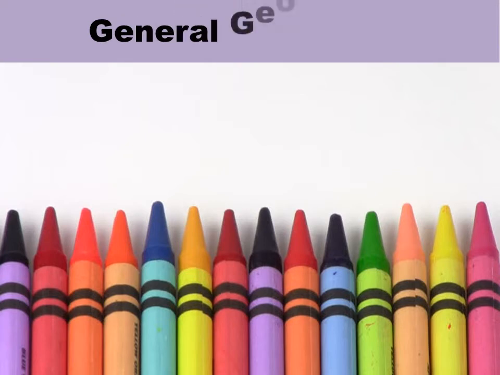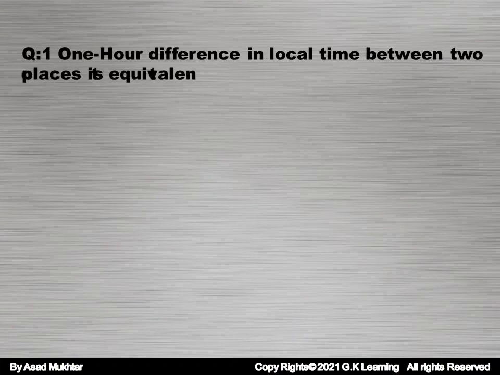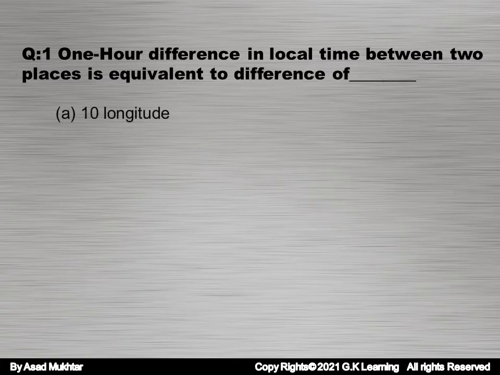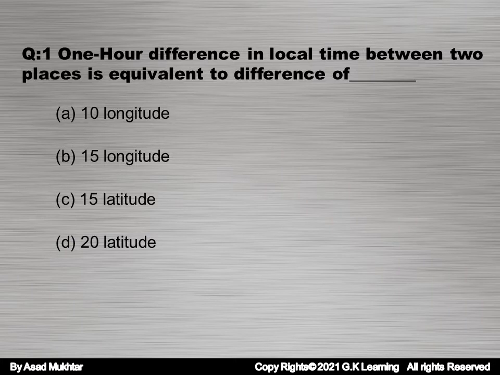General Geography. 1 hour difference in local time between two places is equivalent to a difference of 10 longitude, 15 longitude, 15 latitude, 20 latitude. The answer is 15 longitude.